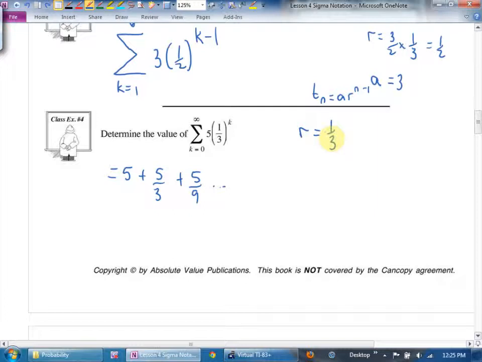What's A? That's why I wrote out the first three terms, Jen, so I could spot A easier. How can I find an infinite sum? Last day.